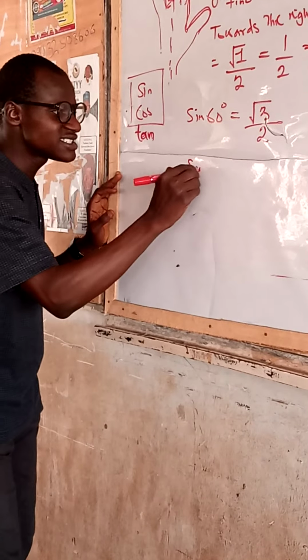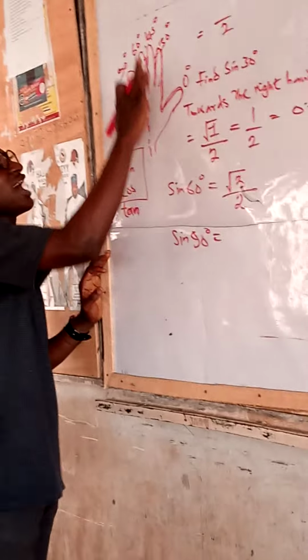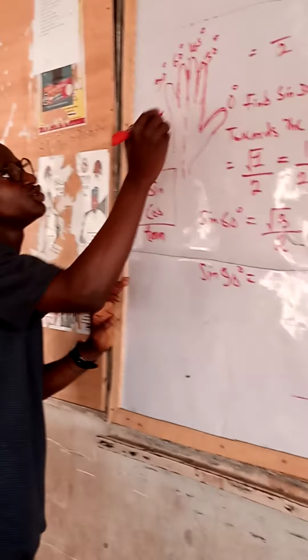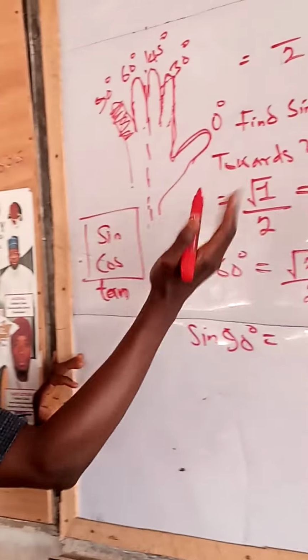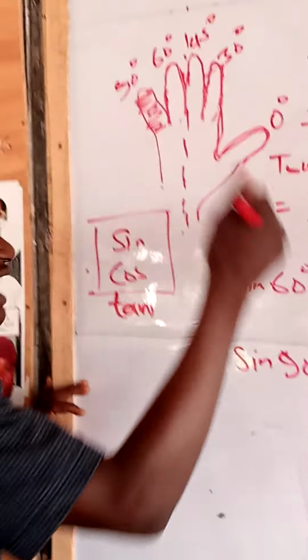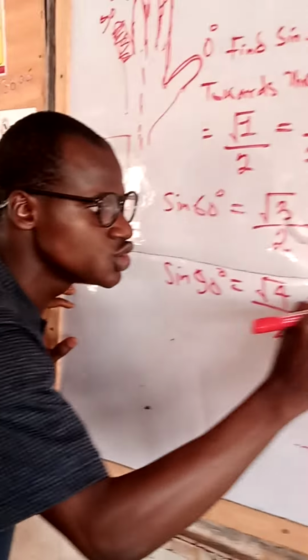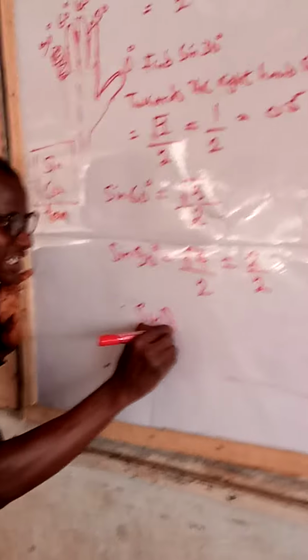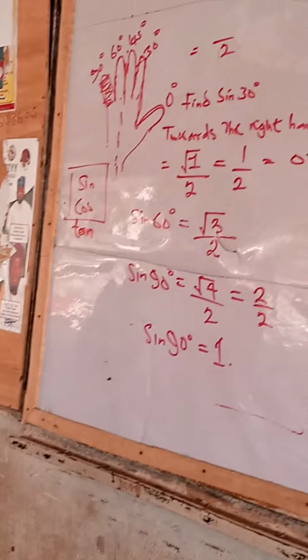Now let's come to sine 90 degree. You shade 90 degree. How many fingers do you not shade towards the right? 1, 2, 3, 4. That is 4. Root 4 over 2. Root 4 is 2, divided by 2. Therefore, sine 90 degree is equal to 1. So you can do the same for sine 45 to save time.